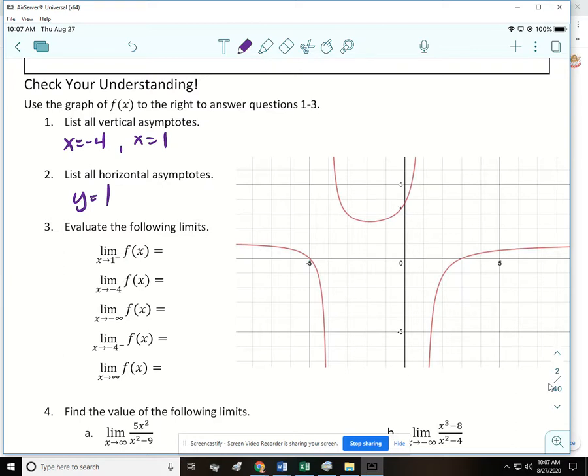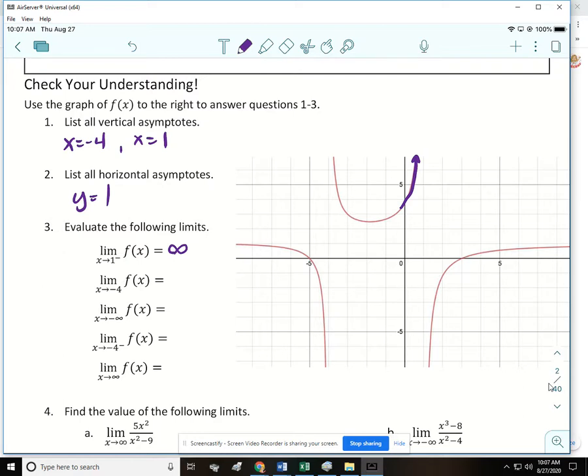So we're approaching 1 from the left. That graph is going to go up, up, up forever. So that's going to be infinity. Now, that limit doesn't exist because infinity isn't a limit. It continues forever. But we can tell how it doesn't exist if we're doing a one-sided limit.